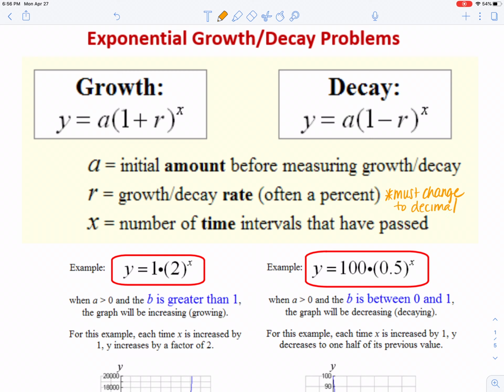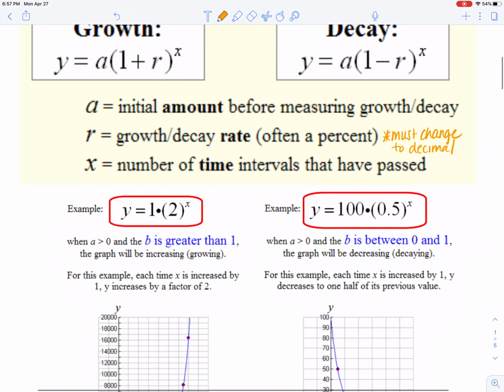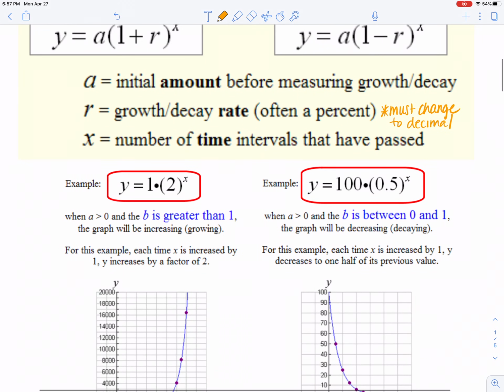And lastly, x is going to be the number of time intervals. So if this looks familiar to you, we covered this in algebra, so when you were in 9th grade. Here's an example of growth and decay.